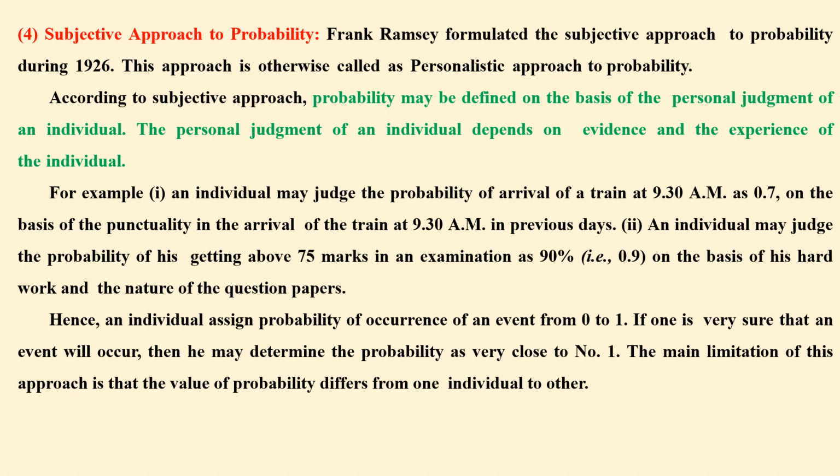Hence an individual assigns probability of occurrence of an event from 0 to 1. All probability values should be 0 to 1 only, not exceeding 1 or below 0. If one is very sure that an event will occur, then he may determine the probability as very close to 1. Even he can give number 1. Otherwise, if there is no chance of happening, then you can assign 0. If there is some doubt, it is below 0.5, and if some strongly expect, it is above 0.5 up to 1.